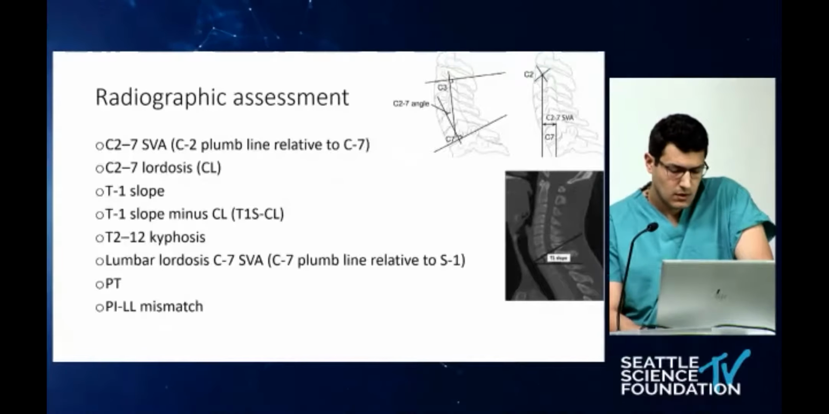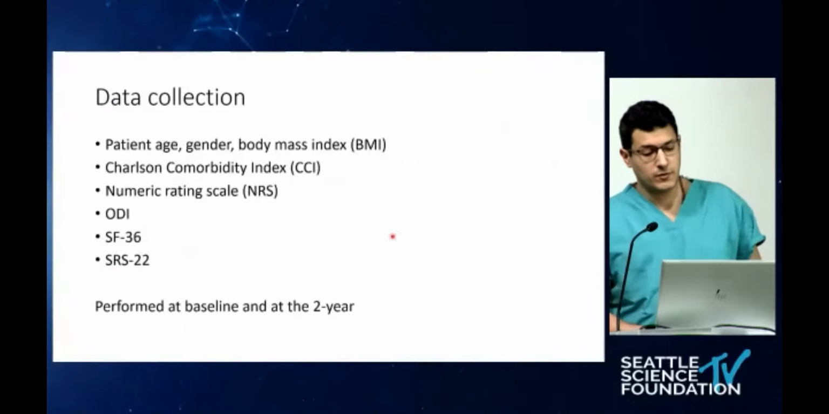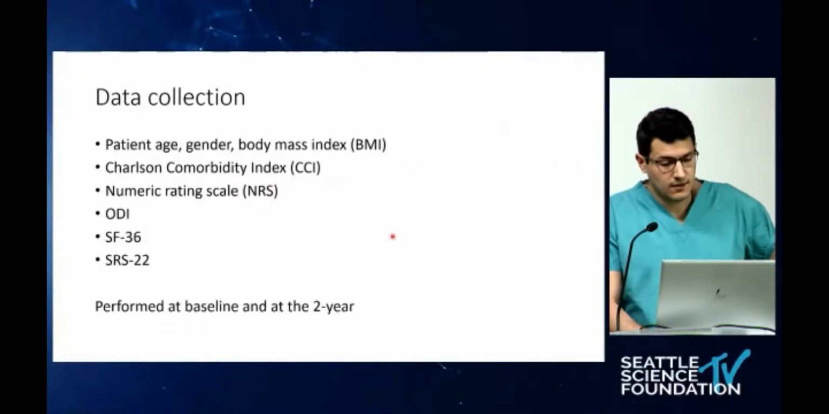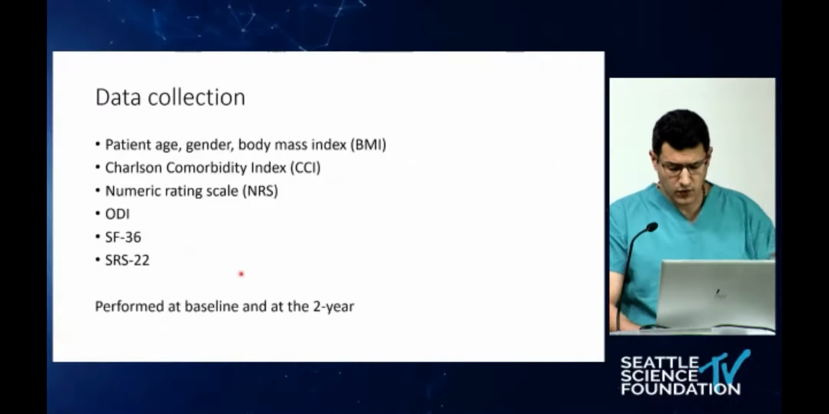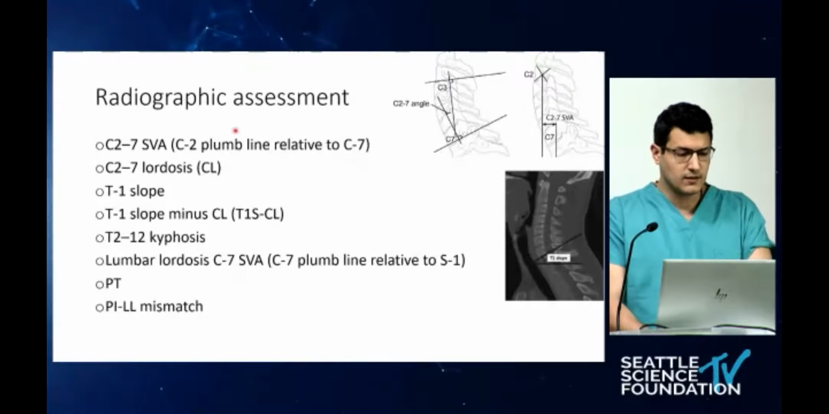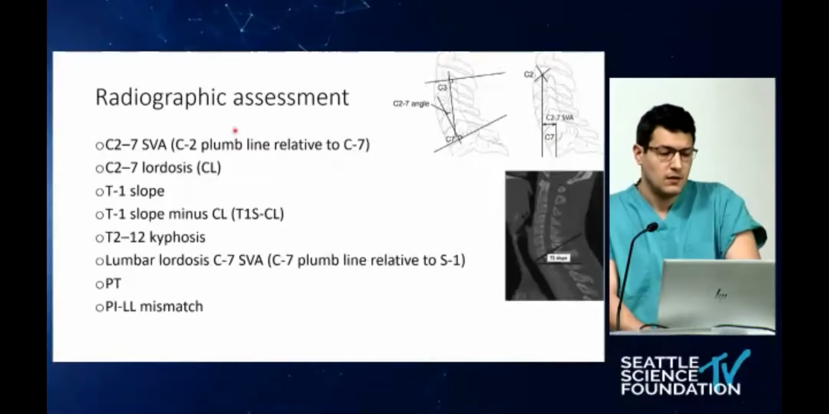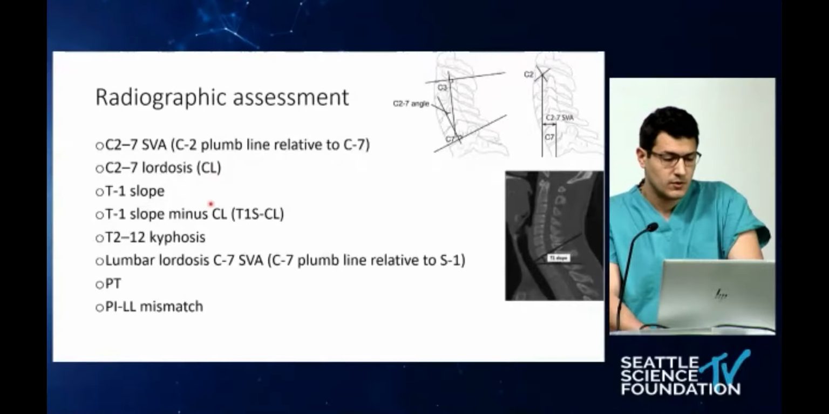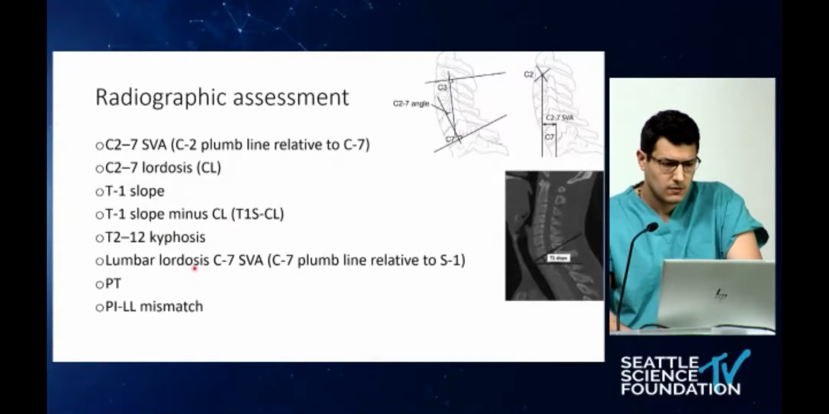Data collection included patient's age, gender, BMI, the comorbidity index, numeric rating scale, ODI, SF-36, and SRS-22. Follow-up was done at 2 years. They took the following radiographic assessments, such as C2-C7 SVA, C2-C7 lordosis, T1 slope minus cervical lordosis, thoracic kyphosis, lumbar lordosis, PT, and PI-LL mismatch.